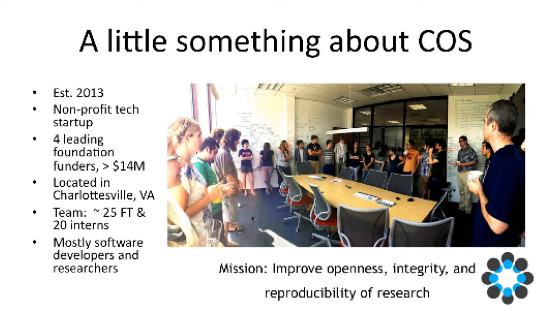Our team has grown very rapidly over this period as we're trying to build and grow to be able to sustain and support what we're building. We've got about 25 full-time people, about 20 interns at any given time. An important thing to underscore here is our team is mostly software developers and researchers. We bring researchers onto the team to provide expertise in the things that we are trying to build and support. And our mission, at the bottom here, is to improve openness, integrity, and reproducibility of research. We often focus on scientific research, but we think this applies to research generally, which is why I'm calling it scholarship today.